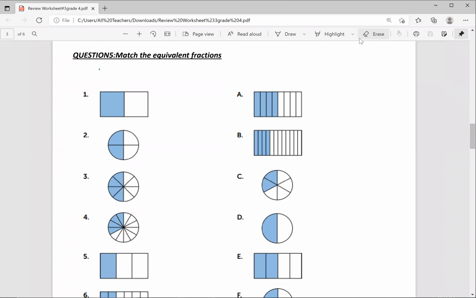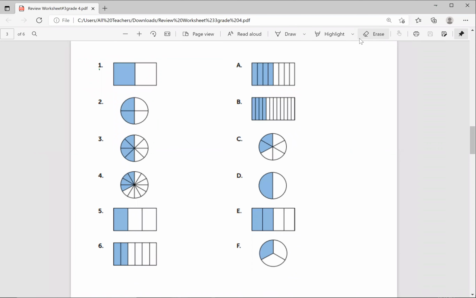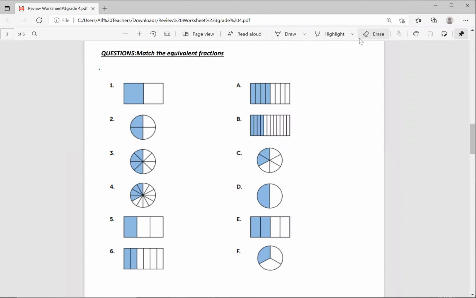So we need to represent each figure with its fraction and then match them correctly. How many colored parts do we have? We have 1 out of 2. In number 2, we have 2 colored parts out of 4. In number 3, we have 4 colored parts out of 8. In number 4, we have 4 colored parts out of 12. In number 5, we have only 1 colored part out of 3. In number 6, we have 2 colored parts out of 2, 3, 4, 5, 6 out of 6.